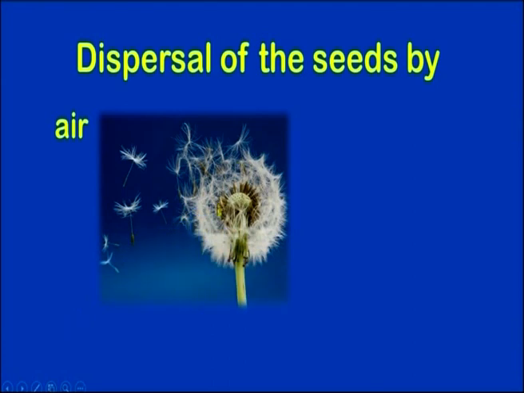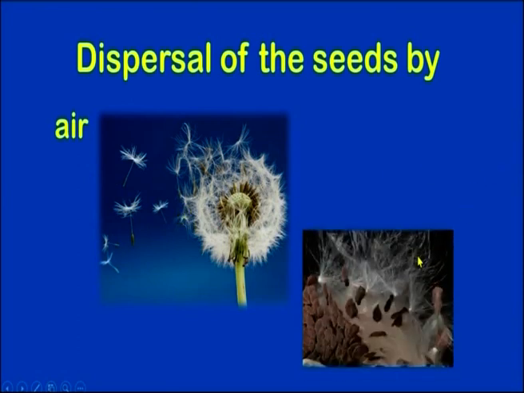See here, children, the dried up flower, it has seeds in it. See, it has white tuft hair and it is blowing away with the help of the wind. It is spreading into other areas. This is the dispersal by the air.